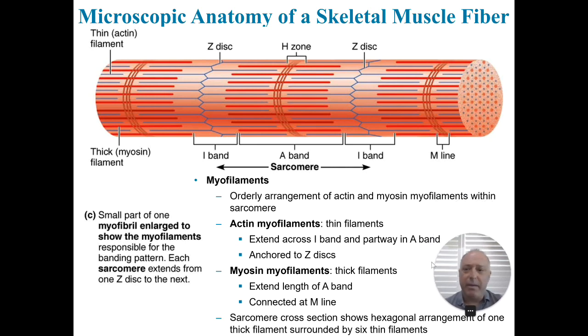The A band and the I band, these are made up of different zones. And so the A band is made of the H zone. These red lines are going to be your myosin, and then the blue lines are going to be your actin. And this is what makes up the sarcomere. And the sarcomere is going to shorten as it contracts. Well, the distance between these Z discs is going to shorten as it contracts.